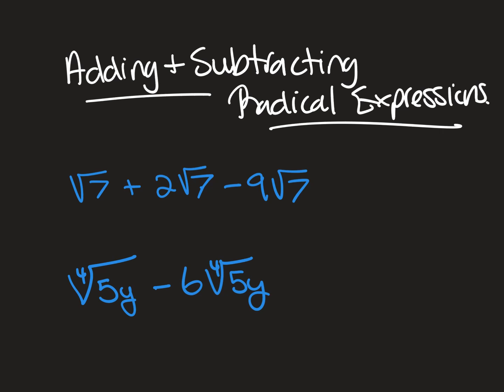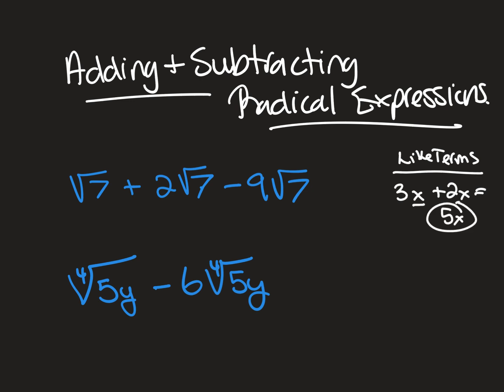In this video, we are going to concentrate on adding and subtracting radical expressions. The first thing I want to tell you is that it's a lot like dealing with like terms. You cannot add and subtract them if they don't look the same. For example, the same way 3x plus 2x equals 5x, because they both have the x. That's what makes them like terms.